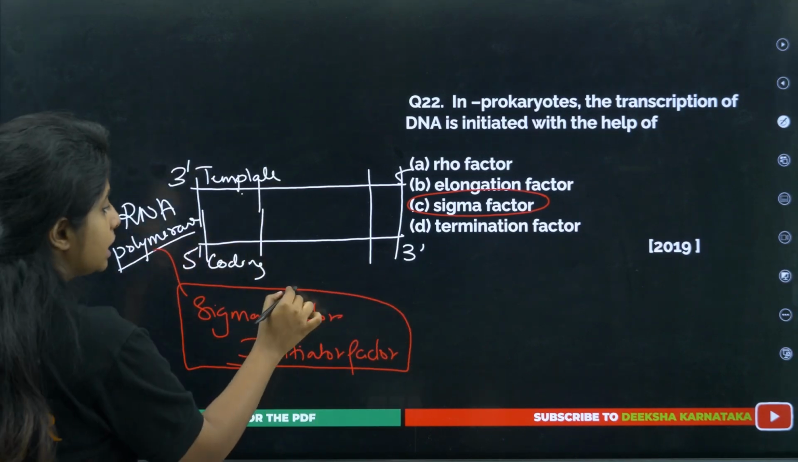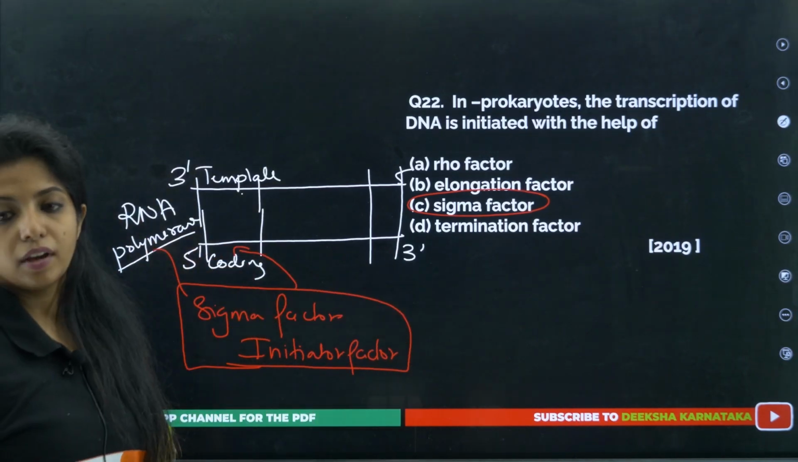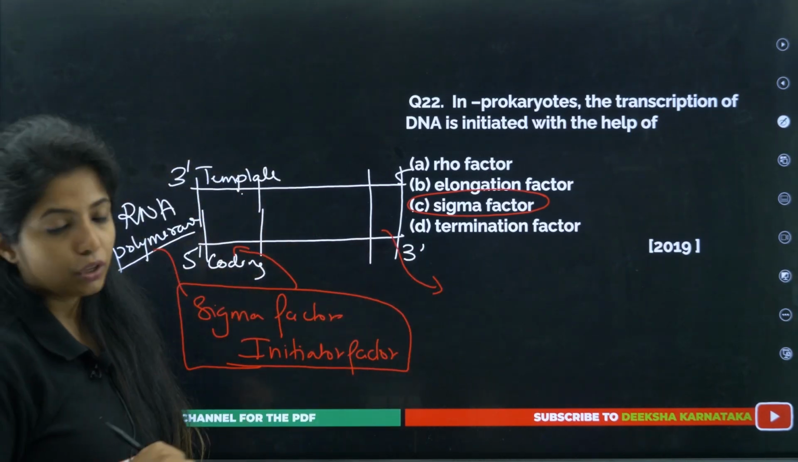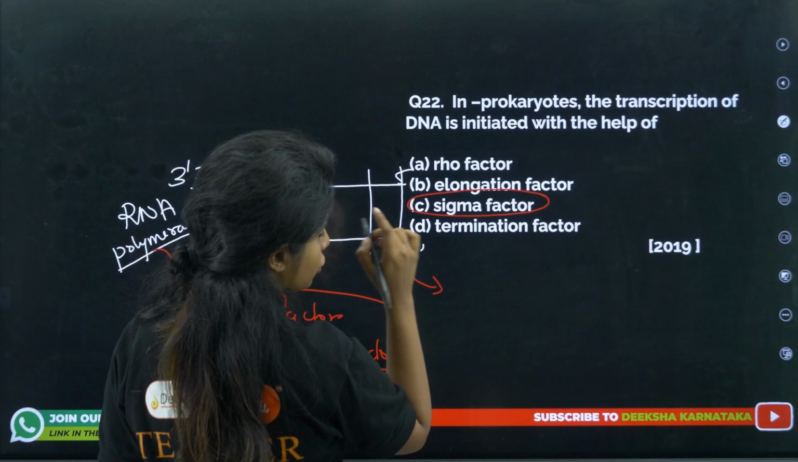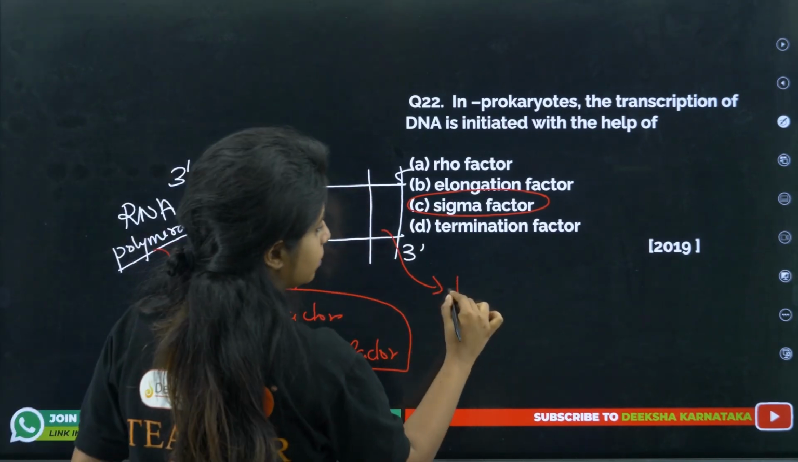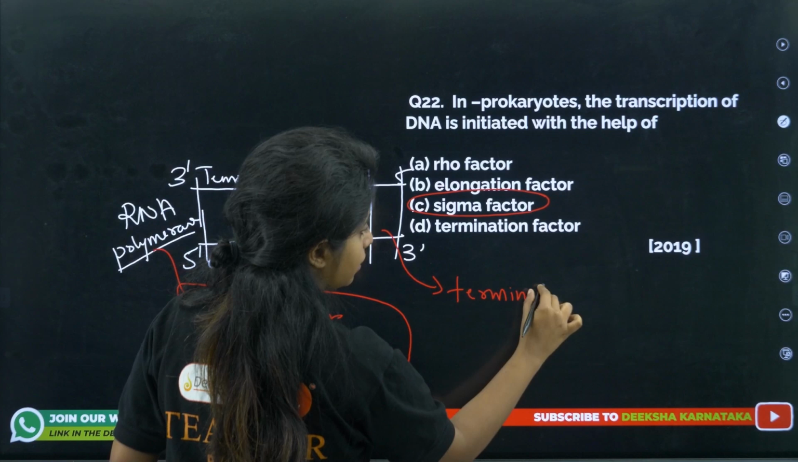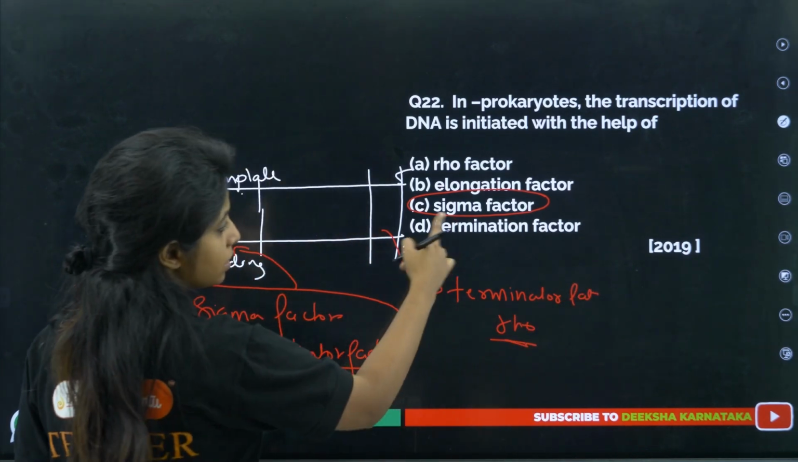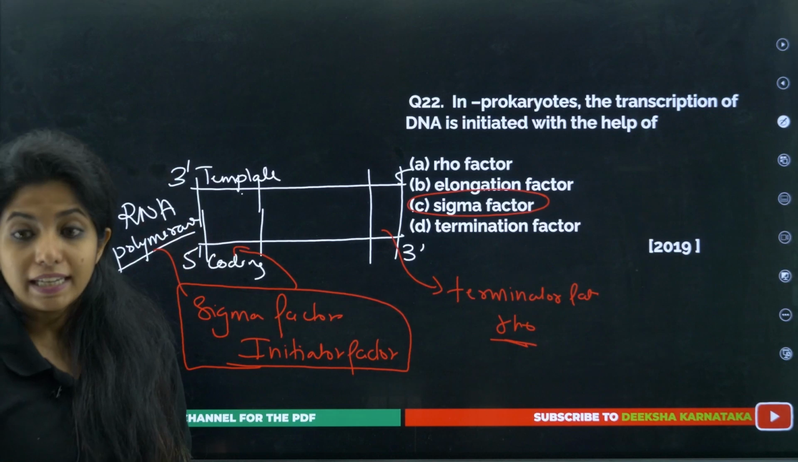Okay, so it is needed for initiating the process of transcription. Over here you have another factor which is known as rho factor, which binds over here and terminates it. This is the terminator factor, which is rho. So the answer is sigma. For initiating, you need sigma.